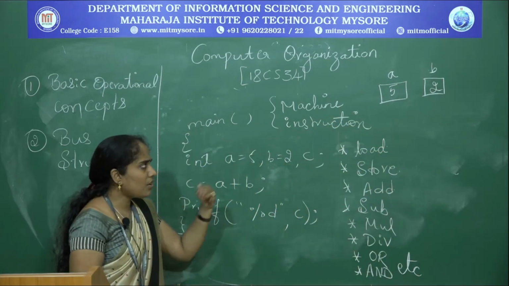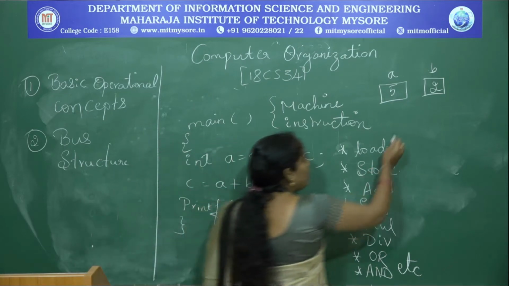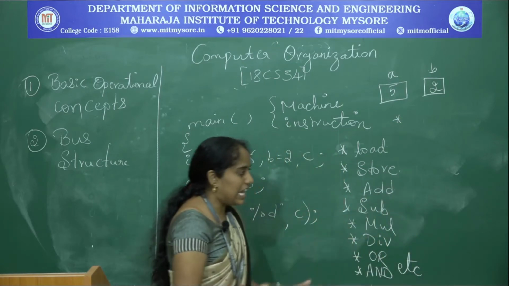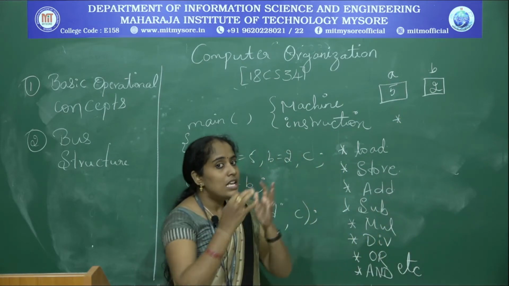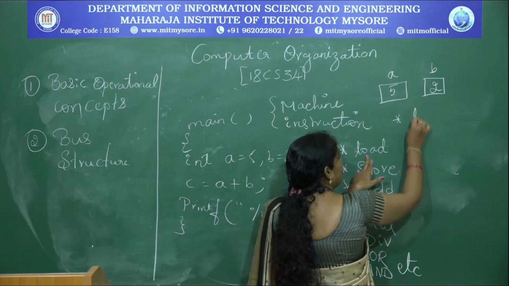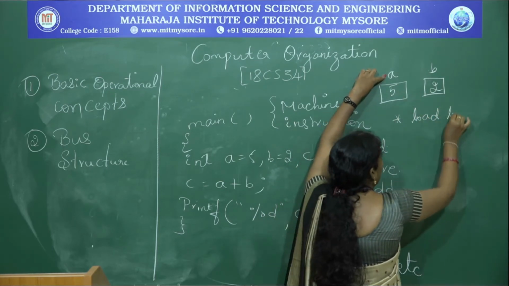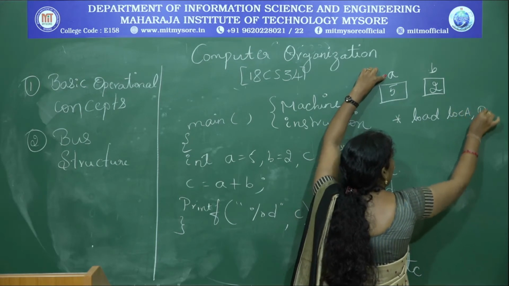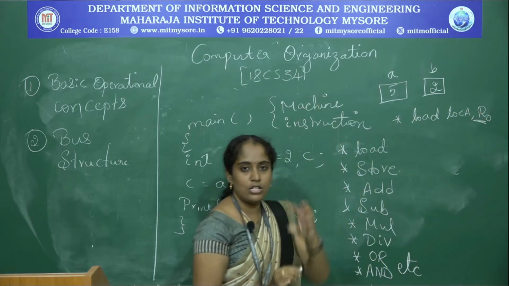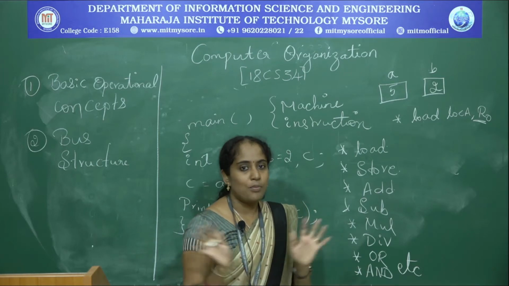So A will contain value 5 and B will contain value 2, right? For adding these numbers, this will be converted into instructions. First, your processor will take the data from the main memory to a register. For that we are using the load instruction. Say, for example, this is location A, comma R0. Here R0 is the register. A register is also a memory, a very small memory present inside your processor.